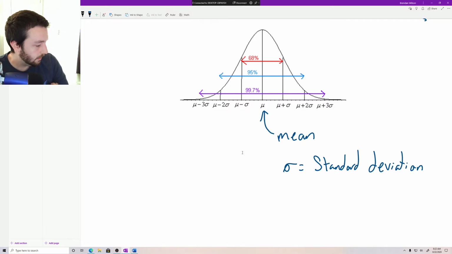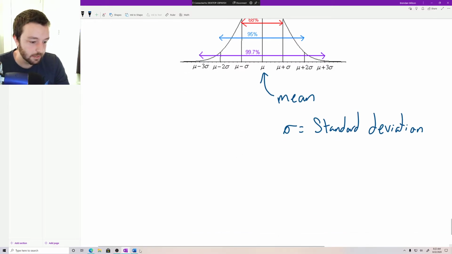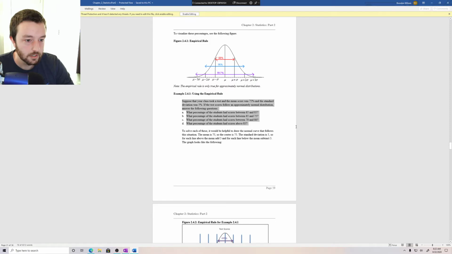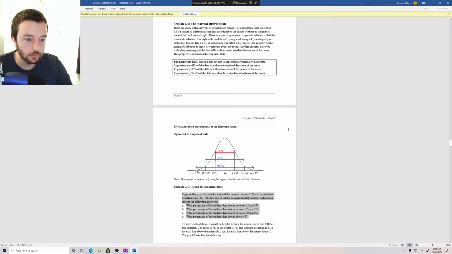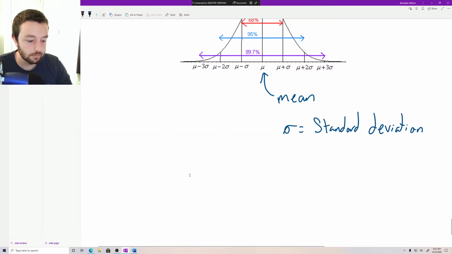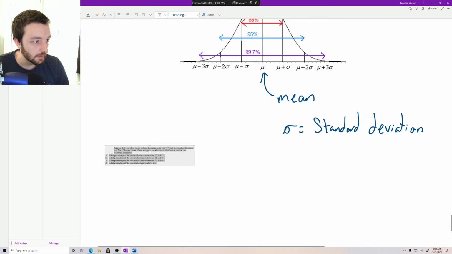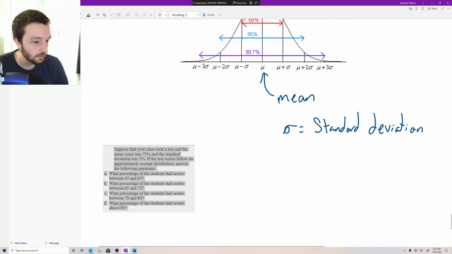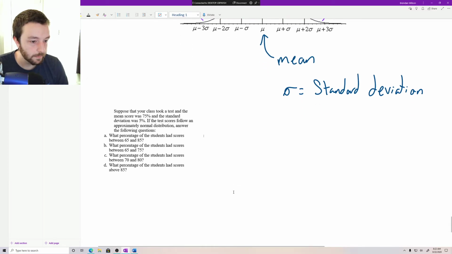So let's look at this example that's in the book here and how we would use this, okay? So this is what's called the empirical rule. We'll go through this example. I don't know if there's a way for me to make this bigger. Let me check. Oh yeah, it looks like I can. There you go. Let's make it even bigger. There we go.